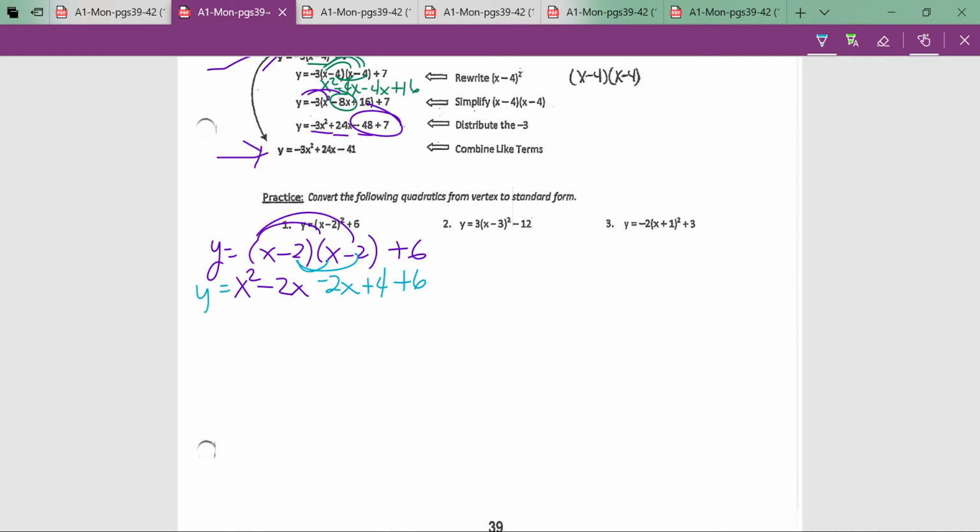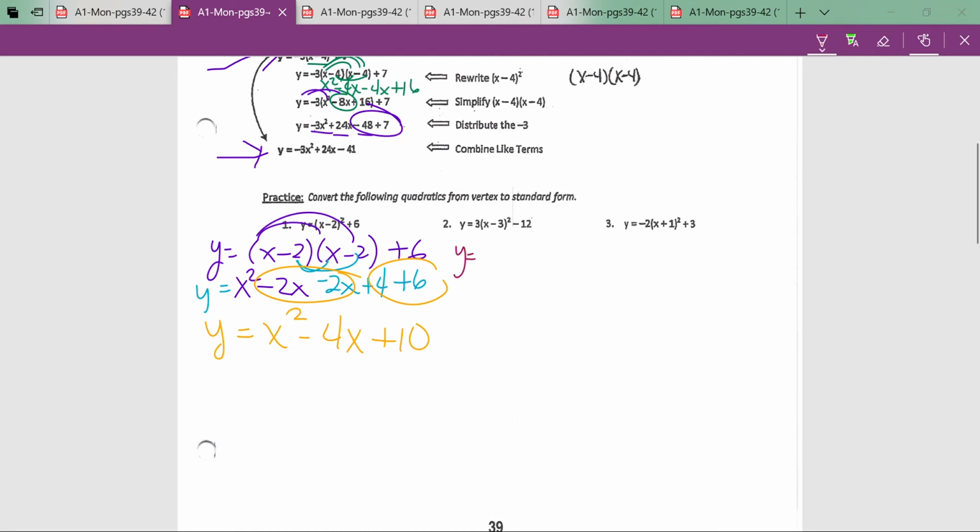The like terms here, these two have an x, so they will combine, and these two are regular numbers, so they will combine. X squared minus 4x plus 10. So if they have the same sign, you add and you keep the sign. I think I wrote this a little bit small, but okay. Next one.